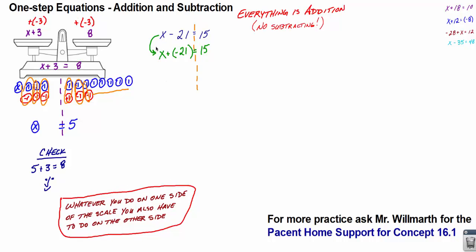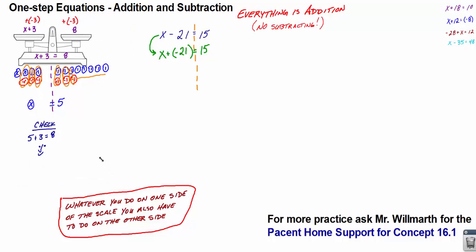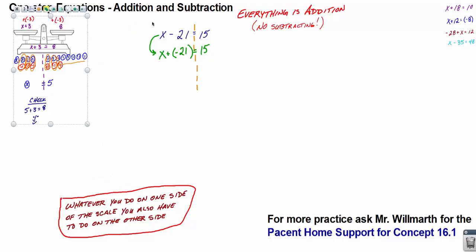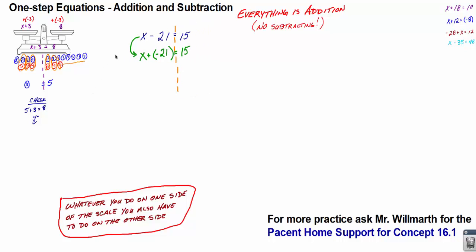So now we're going to go and do the steps. And let's give ourselves just a little more room. Let's collapse that up. Give ourselves a little more space to work right here. Okay. So now we're ready to actually solve it. We have it written as an addition problem. X plus negative 21 equals 15.